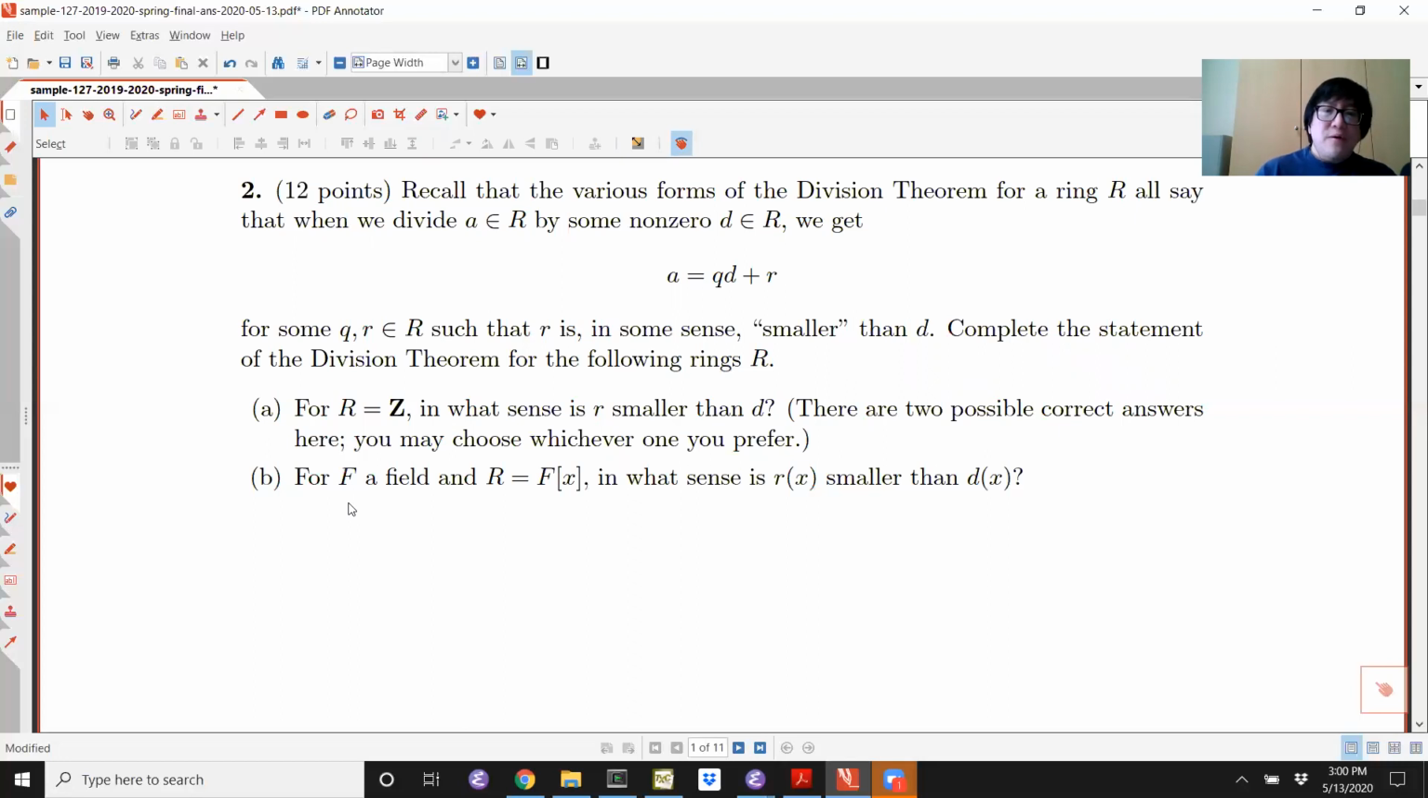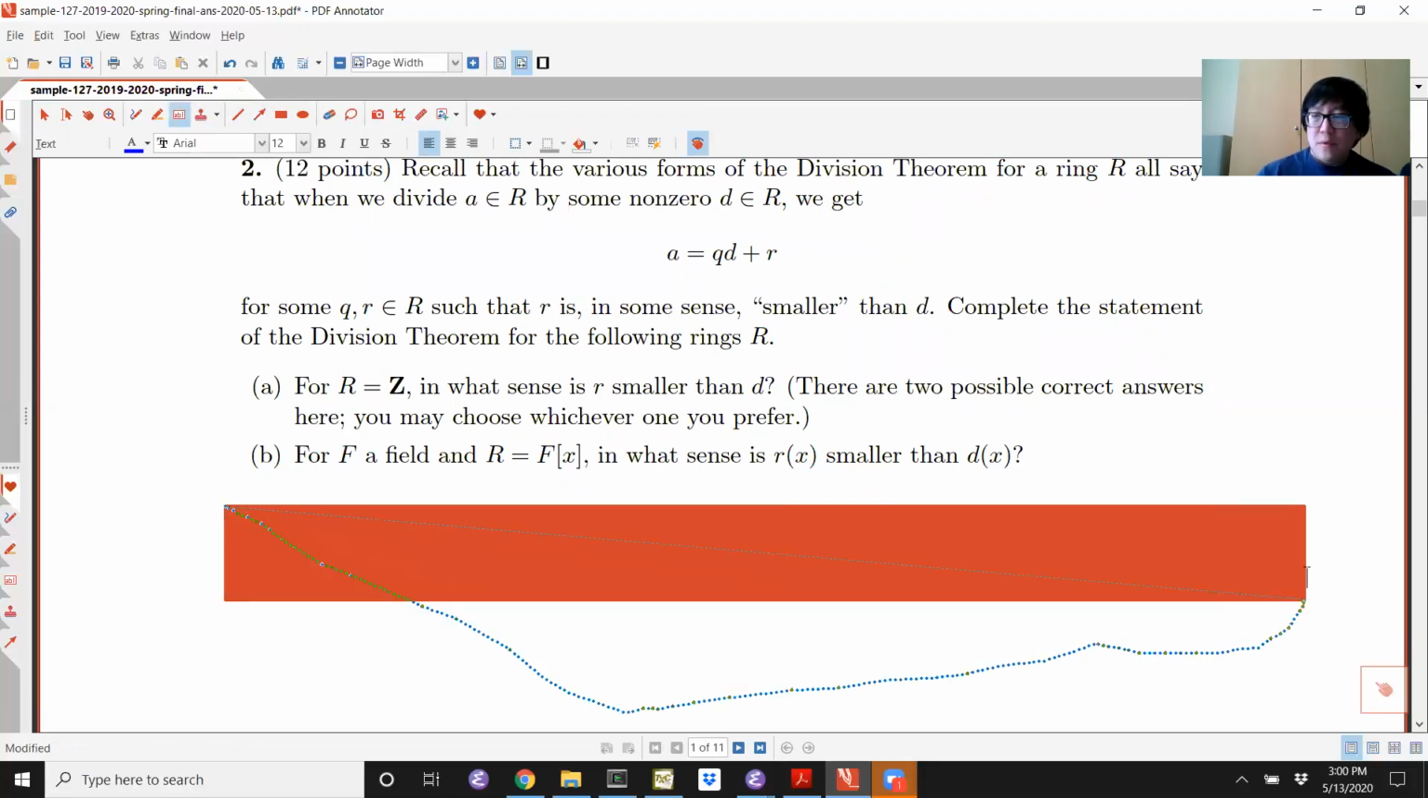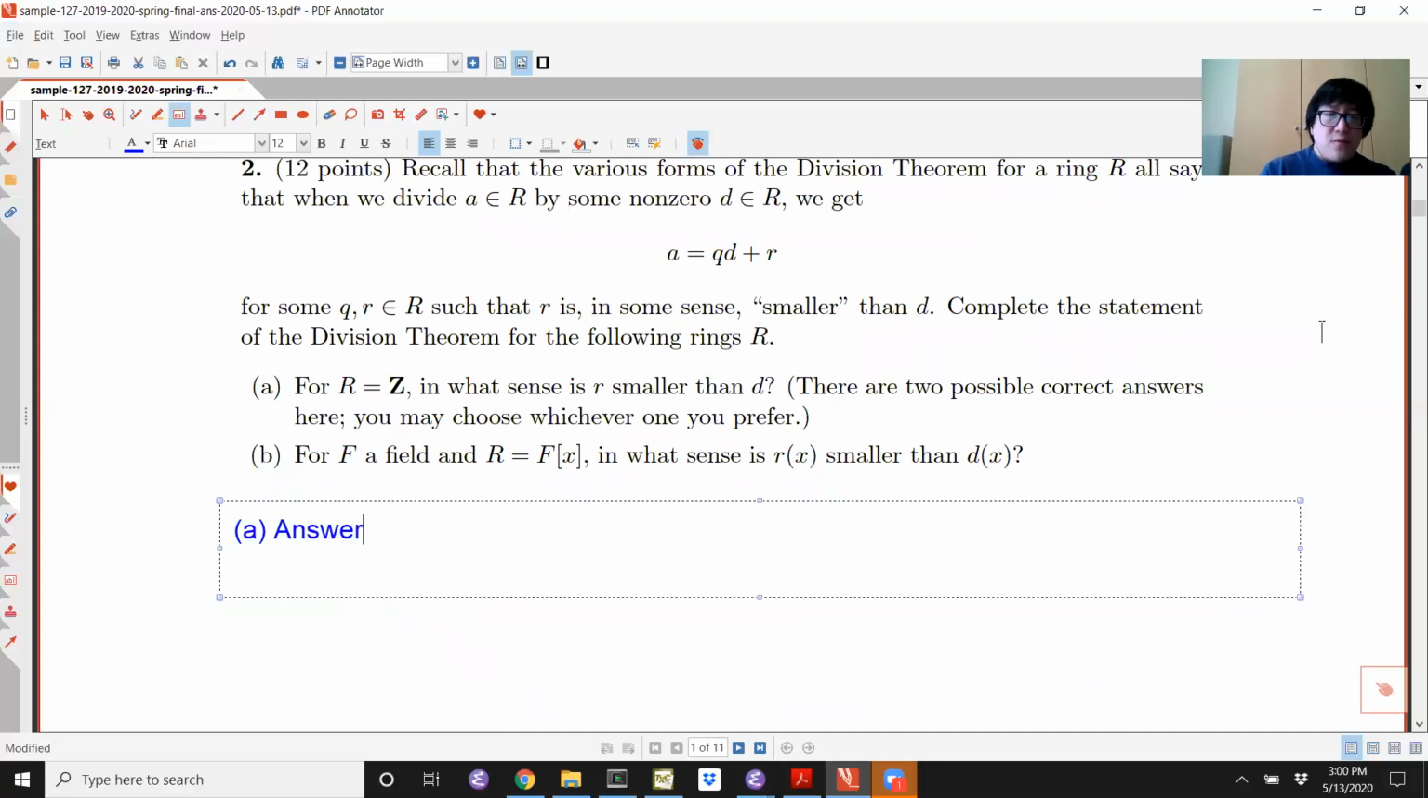Part A. When R equals Z, the integers, in what sense is R smaller than D? Well, there are two possible answers here. Answer 1: we could have 0 ≤ R < D. That's the standard division theorem. Or answer 2: the absolute value of R is less than or equal to the absolute value of D over 2. This is the signed division theorem.